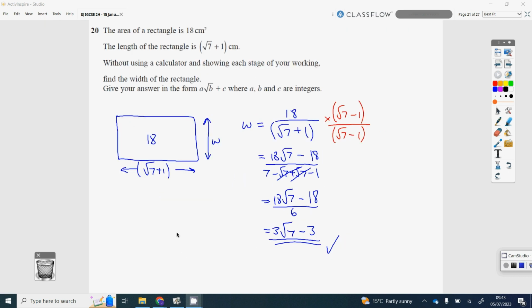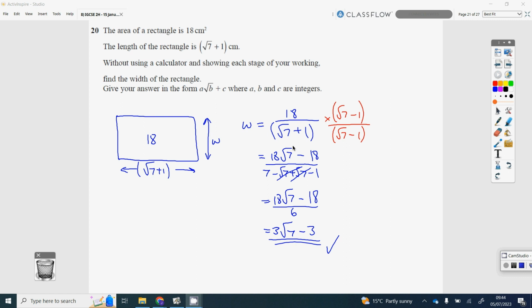Question 20. So a quick sketch to help me think what to do. So as a rectangle, area is 18, length is root 7 plus 1, and I'm being asked to work out the width. So we know base times height is area, so going the other direction, the width is going to be the area divided by the base, right? Base times height equals area. So height equals area divided by base. So 18 divided by root 7 plus 1.